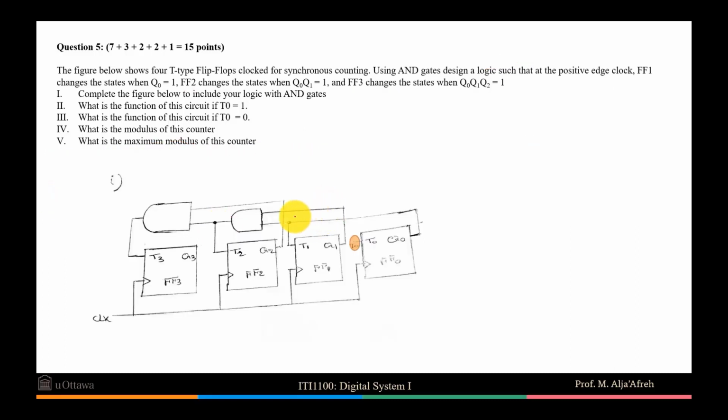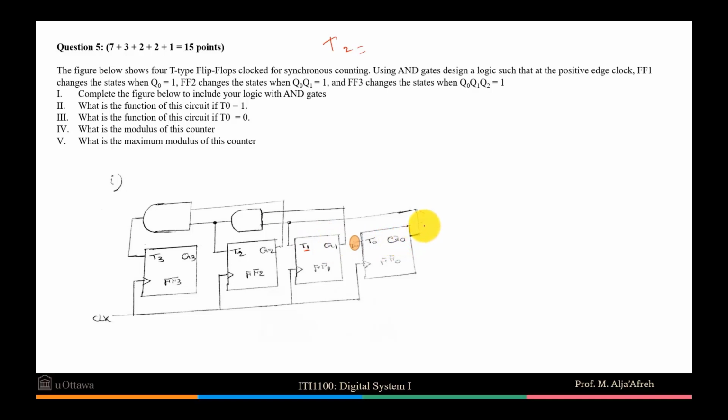Okay, guys? Now, let me share the solution with you. Let's read it again. Q0 will change state, and FF1 will change state based on Q0, so I'm going to connect it to T1. If Q0 and Q1 are equal to 1, FF2 should change state. That means T2 should equal the AND between Q0 and Q1. That's why T2 is an AND between Q1 and Q0.